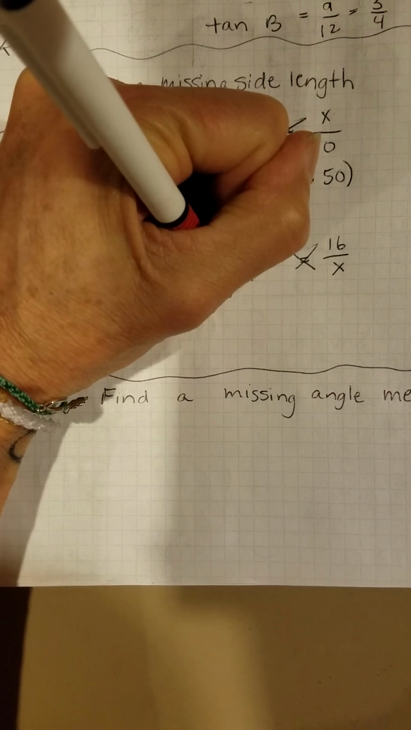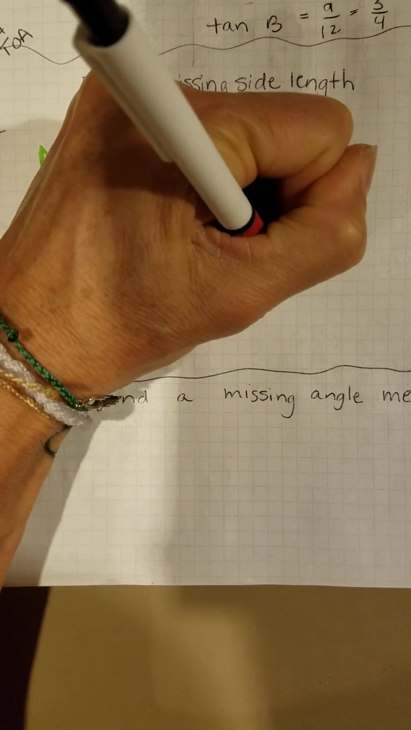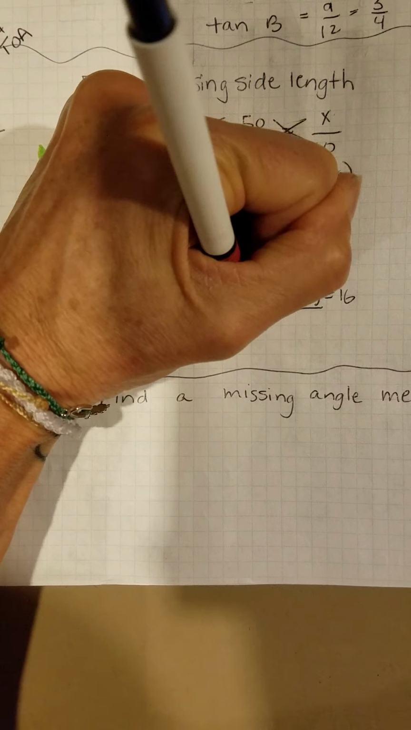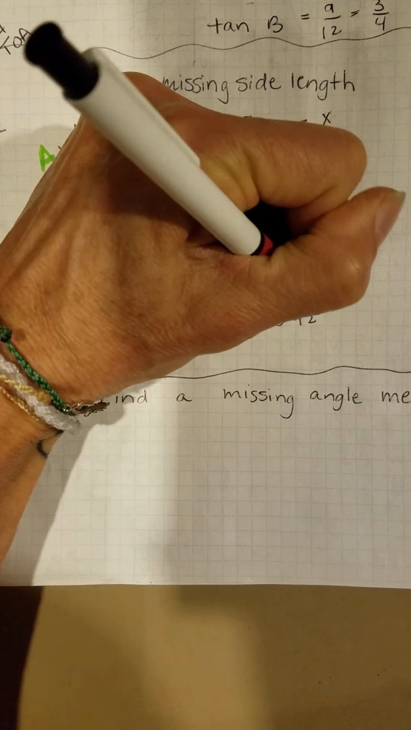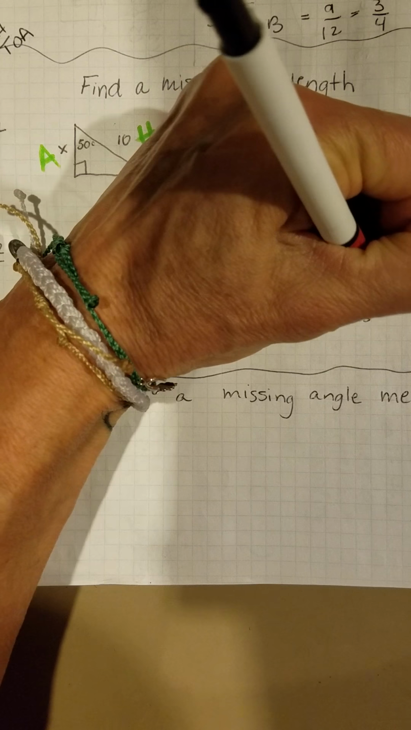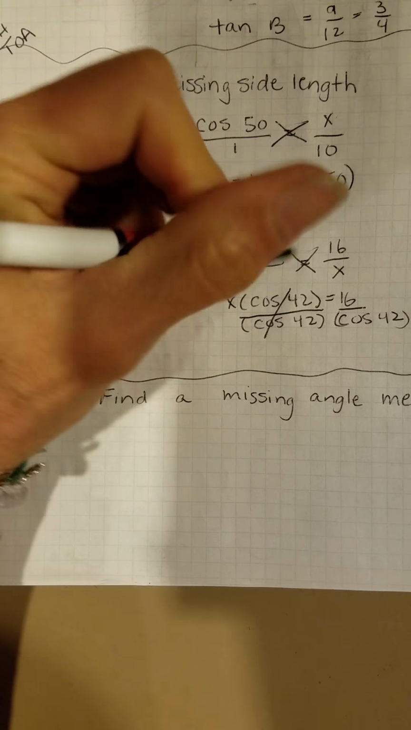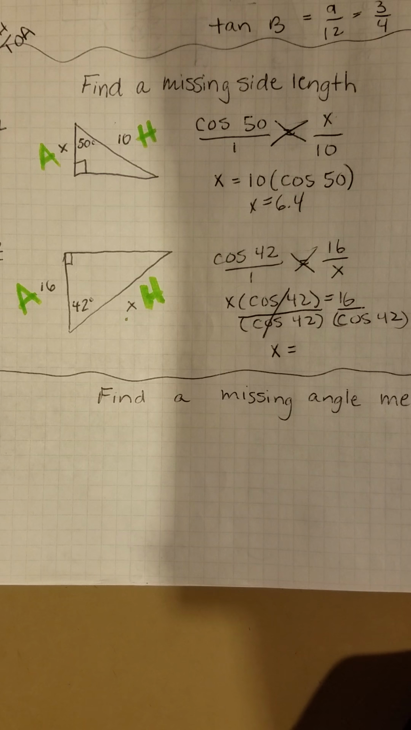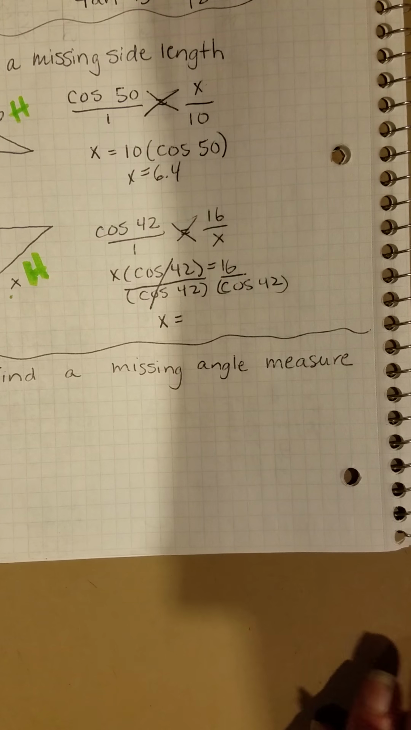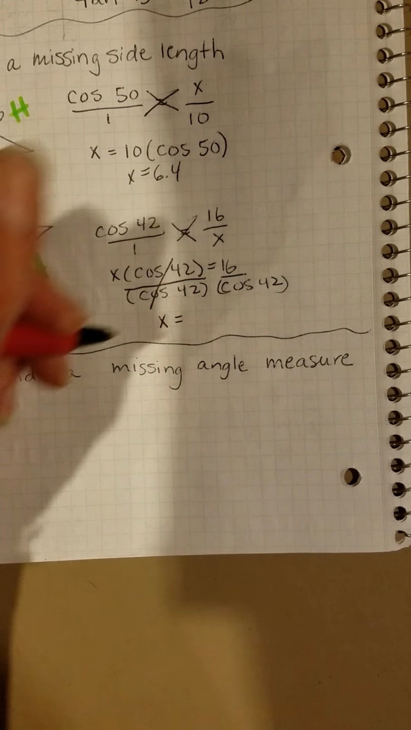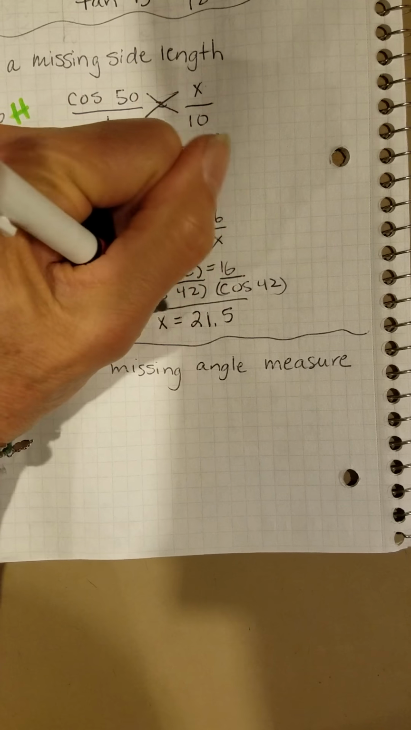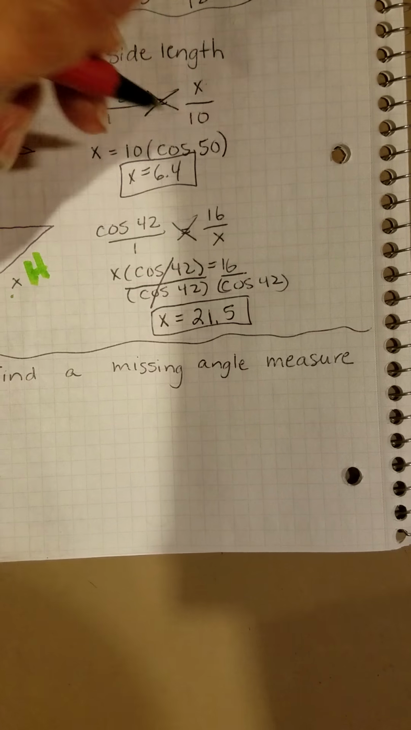Cross multiply, and I get x cosine 42 is equal to 16. Now I'm just doing algebra here. I'm going to divide both sides by cosine 42. Cosines cancel out, and I get x is equal to 16 divided by cosine 42. Off to the side, I'm just entering this into my calculator, and I come up with 21.53, which rounded to the nearest tenth is 21.5. So that is how you find missing side lengths.